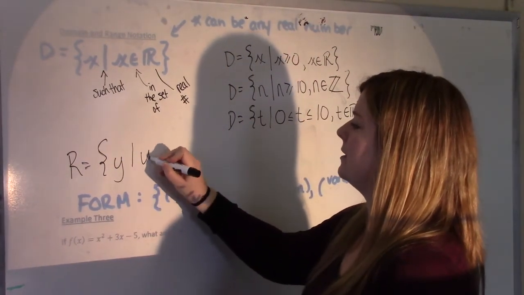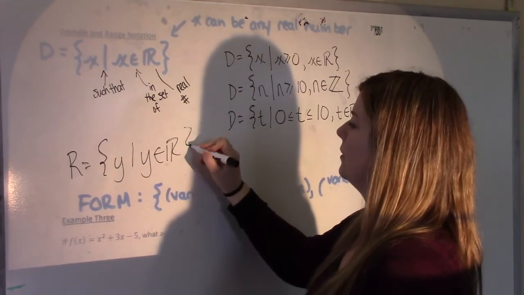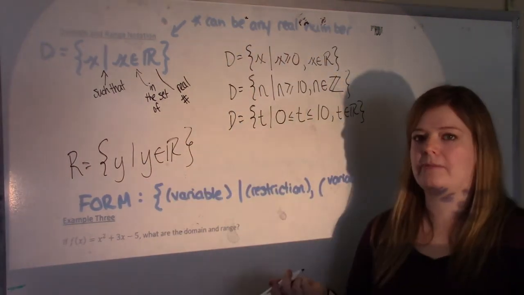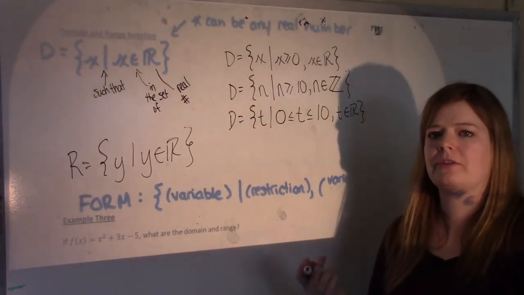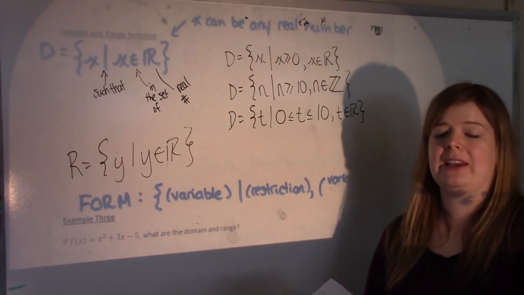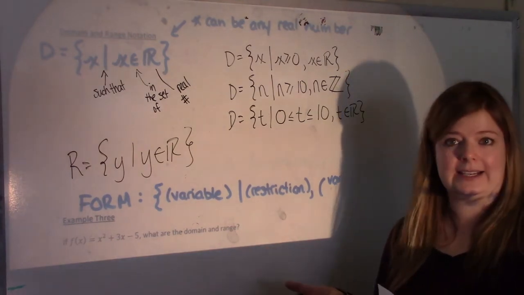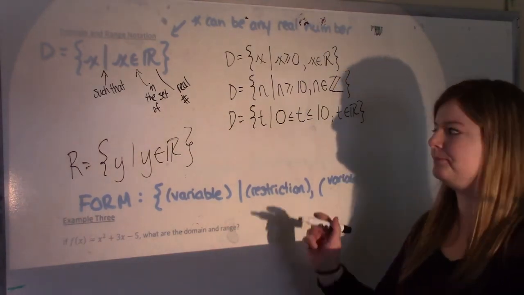So this means that y can be any real number. How about you pause the video and try to do something in the range, where y has to be less than 6, and it can be a real number.